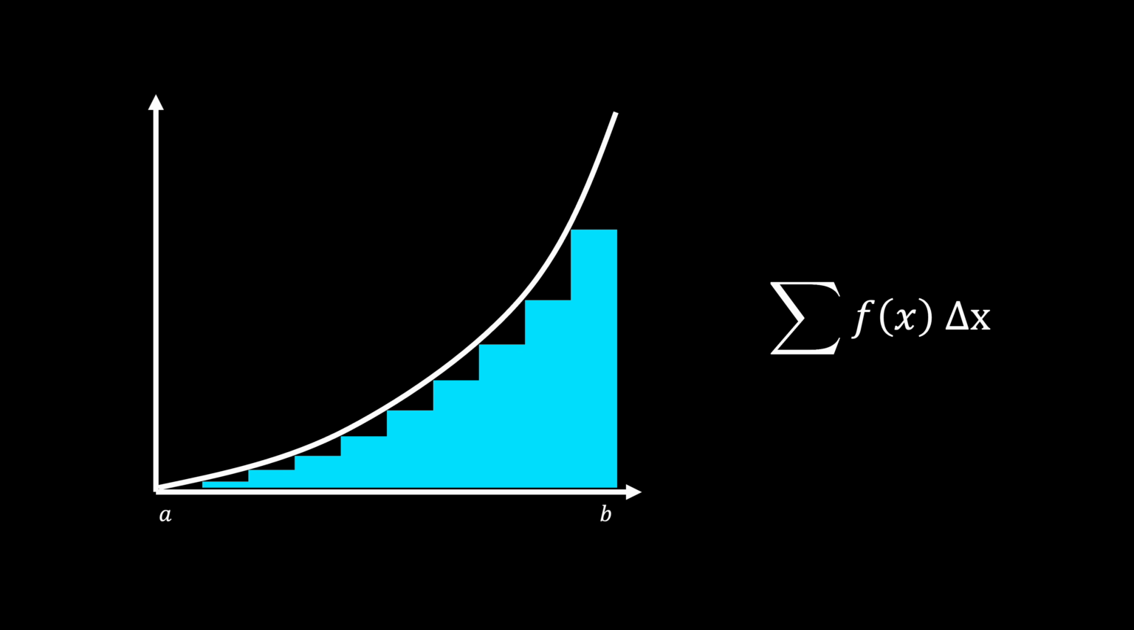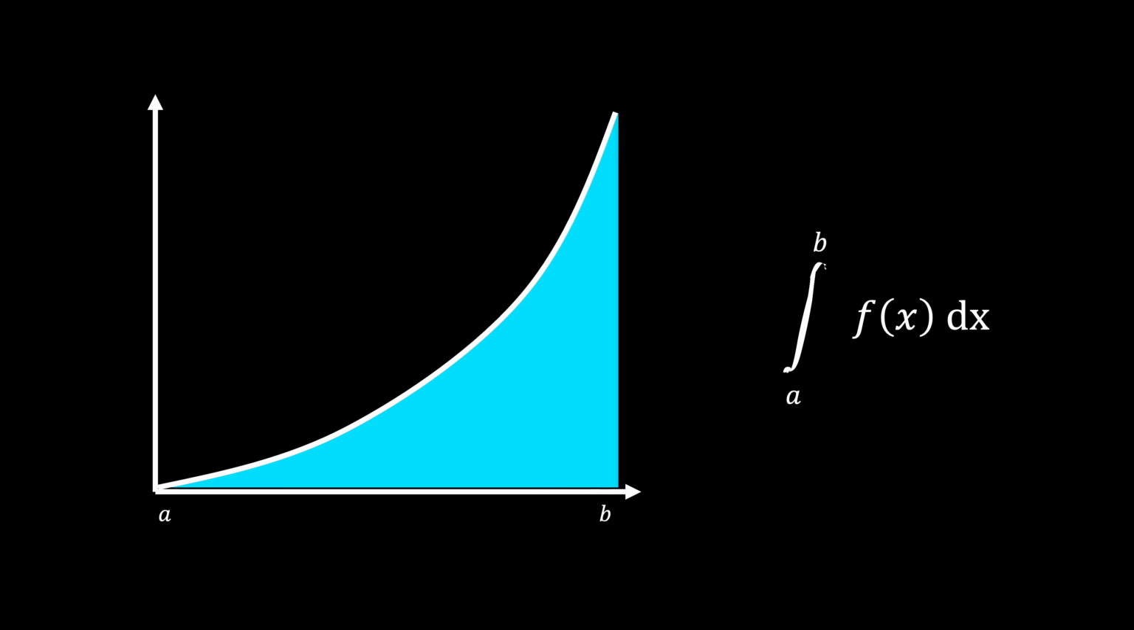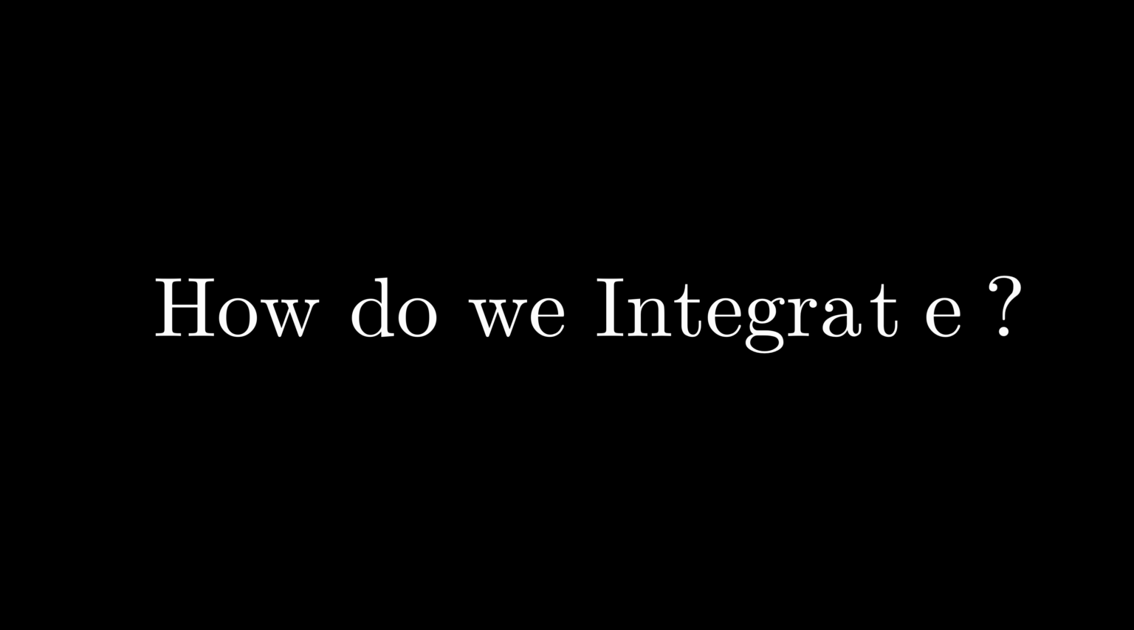But if we let delta x become infinitesimally small, we use dx instead. At this point, the summation symbol changes to an integral sign, which is like a smooth version of the summation symbol. This is the concept of integration, but how do we actually integrate?